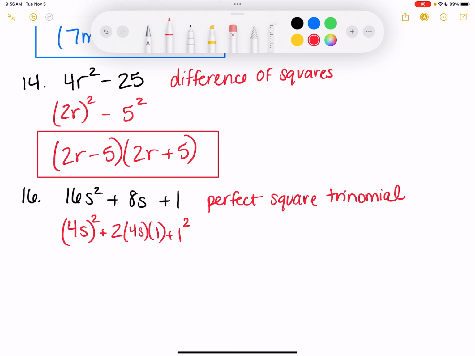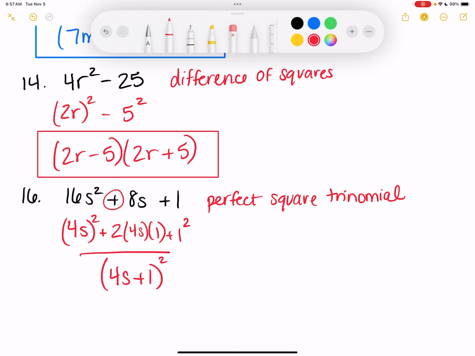Oh, it is. I'm so glad I wrote it. So the sign is always off the middle term, so this is going to be plus. So it's the first term, plus whatever the sign is, the last term, and then the whole thing squared. So this is 4s plus 1 squared.